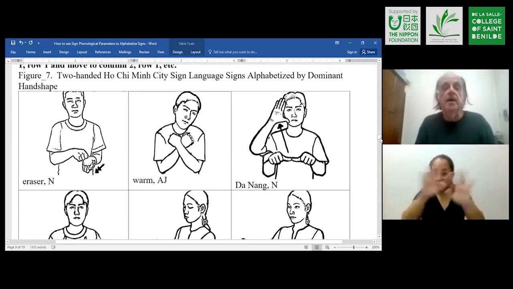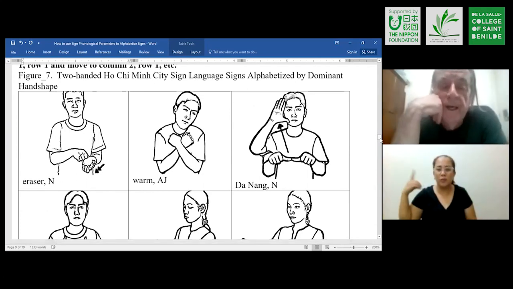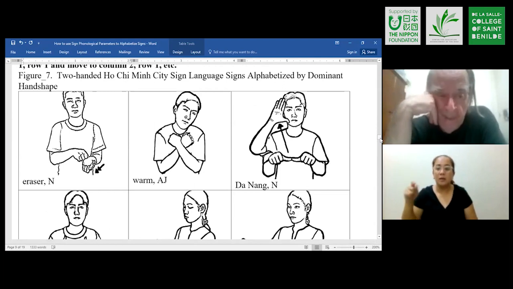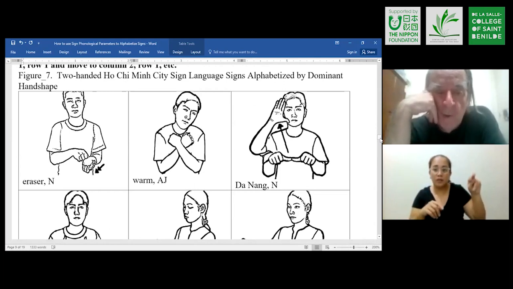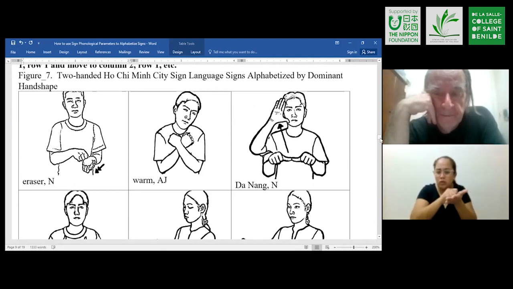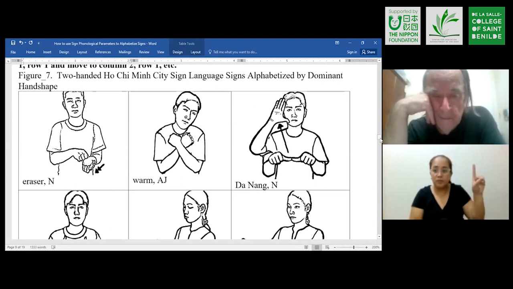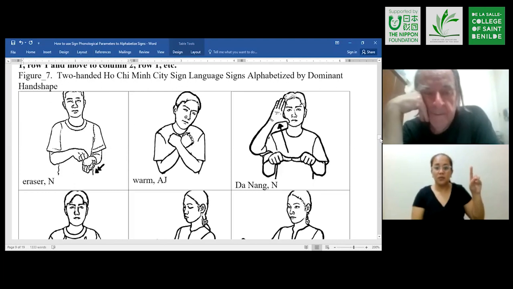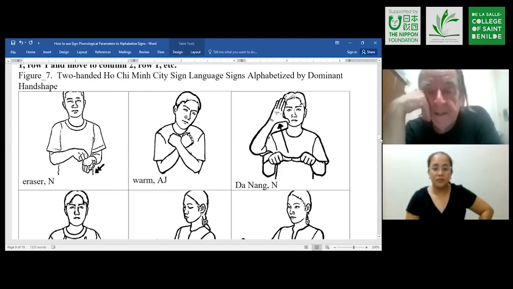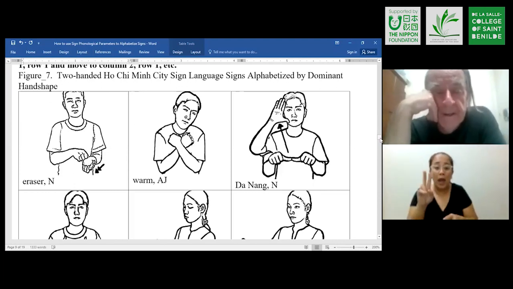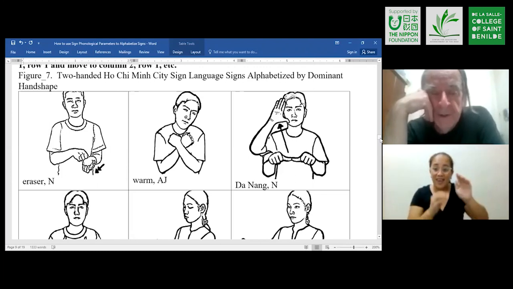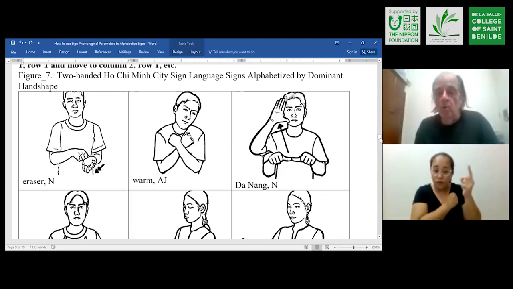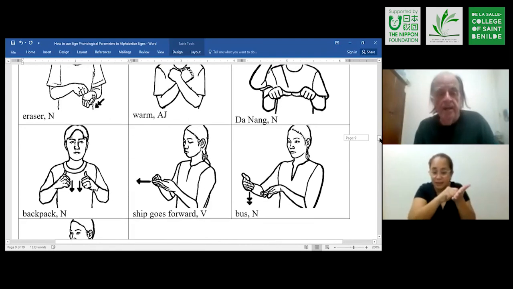We've only looked at the dominant hand shape. Now looking at the non-dominant hand shape, does eraser or warm go first? Meng is saying warm. Warm, yes, because it has two A hand shapes. So warm should go before eraser. What about Da Nang and backpack?